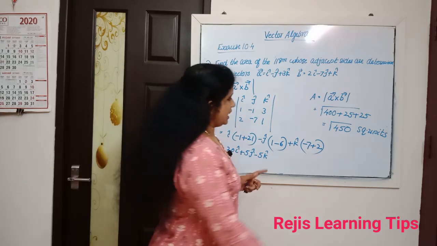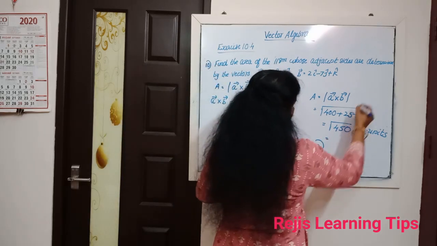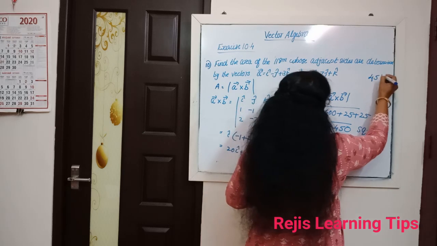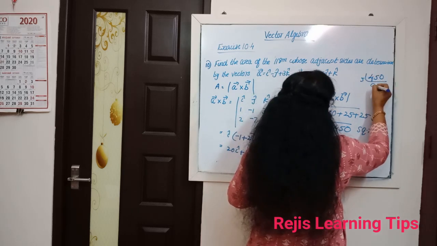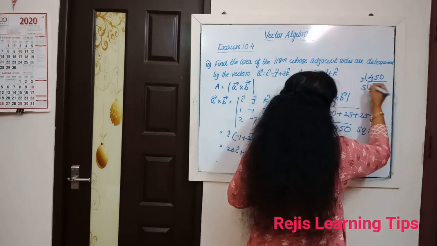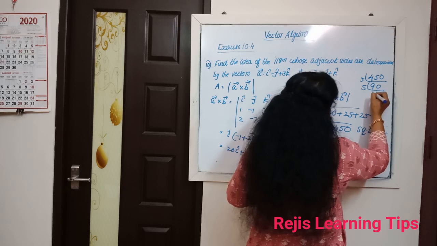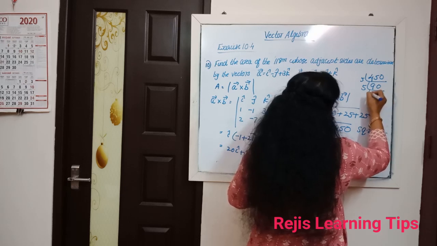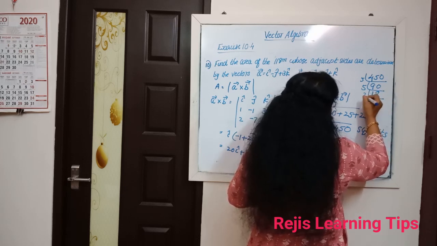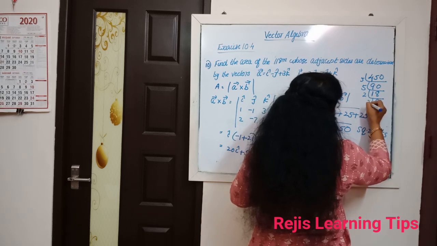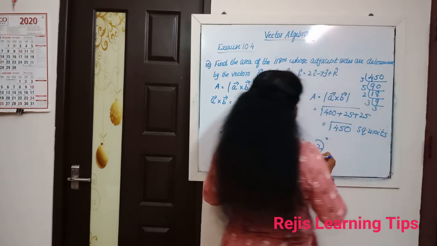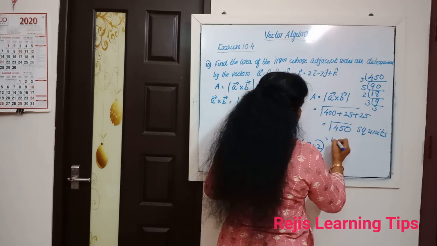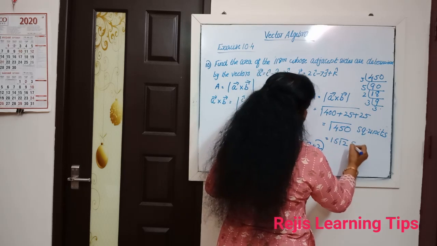Okay, understood? Then we can factorize this root 450. We can factorize this, that is 5, then 90, then 5, then 18, then 2, then 9, then 3, then 3. Okay, then we will get 15 root 2 square units.